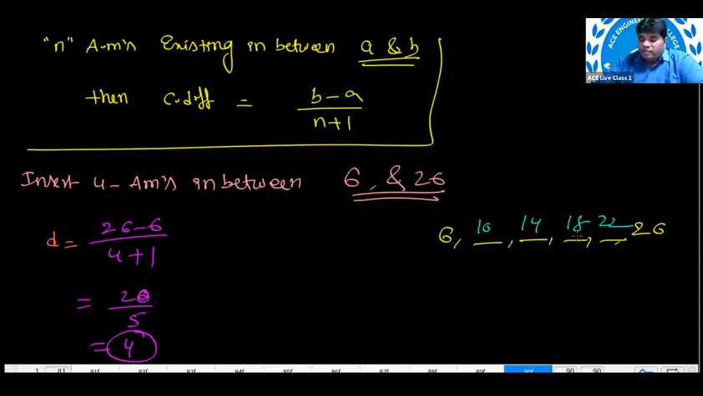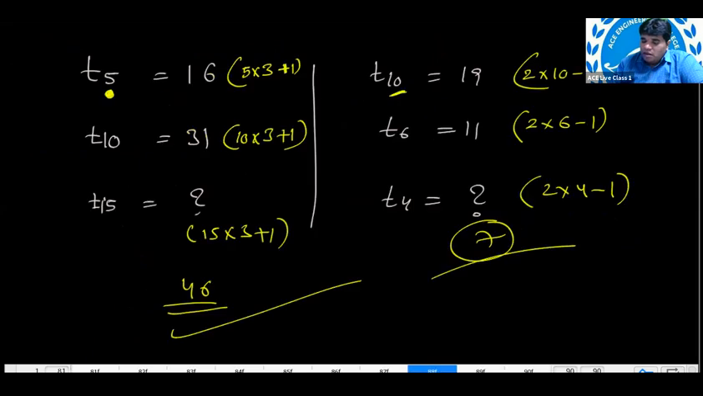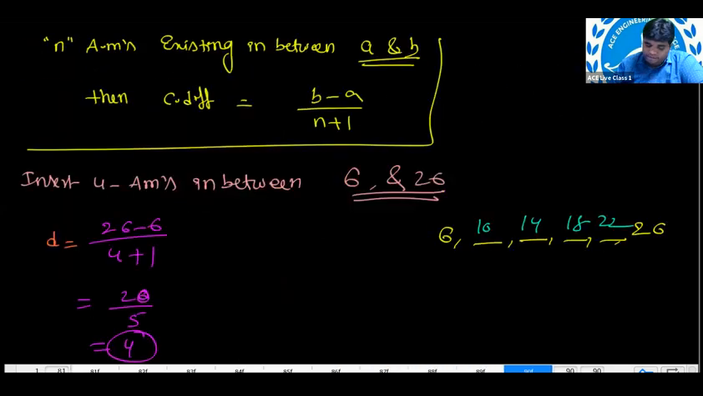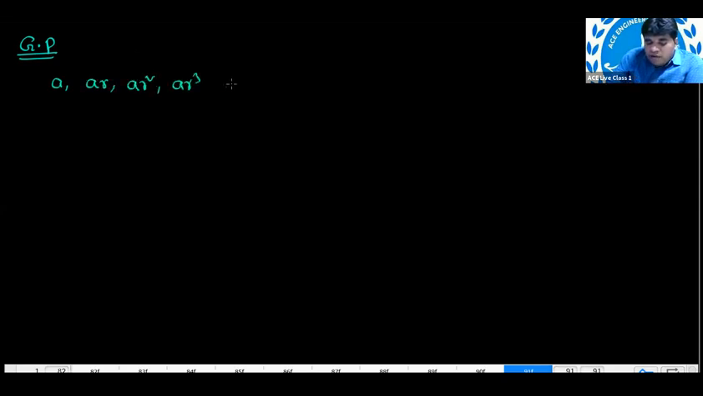This is arithmetic progression. Okay, geometric progression. Geometric means multiplication and division exist in a GP. The terms are A into R, R square, R cube, like that.